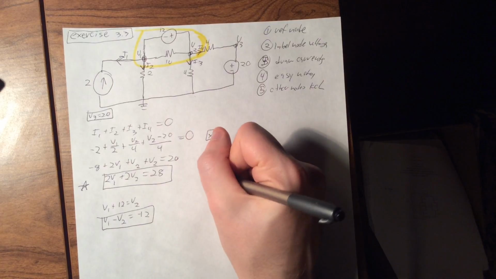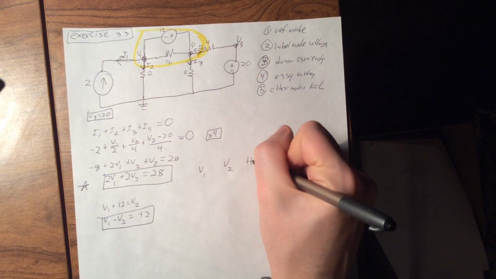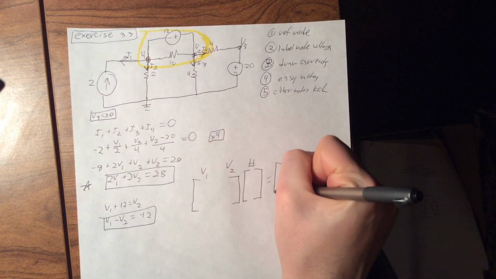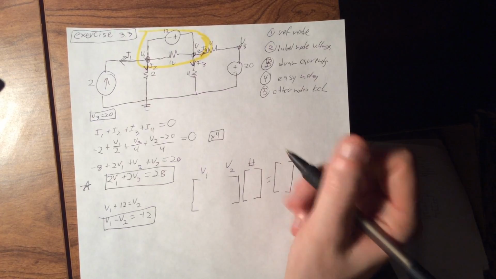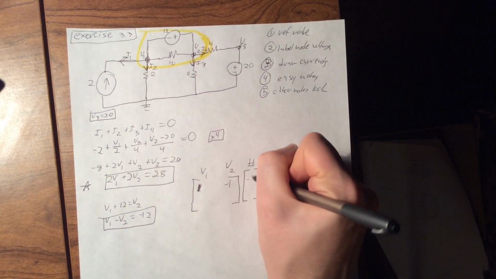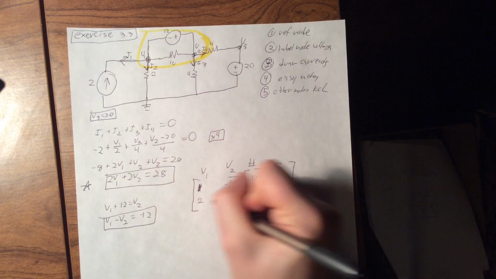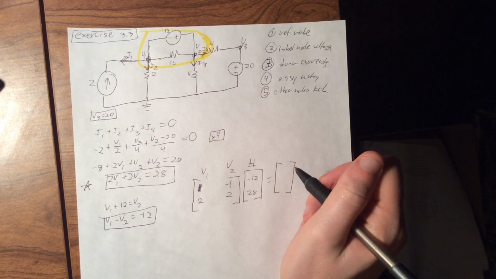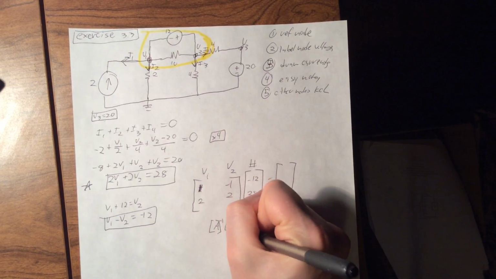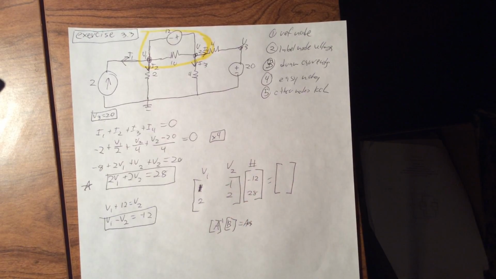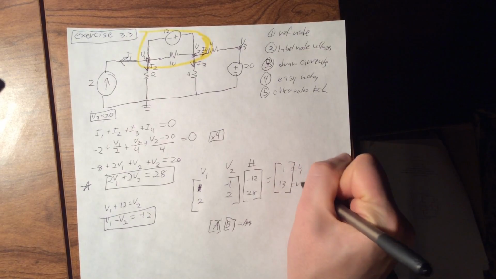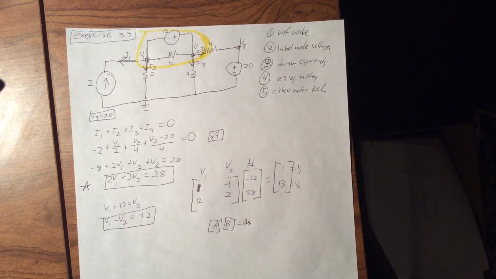Boom, let's solve this. V1, V2, number. We've got this, and this is equal to this and this. So we're going to get positive 1, minus 1, minus 12, and then this one we've got 2, 2, and 28. And that's going to solve out on the calculator: matrix A inverse times matrix B equals answer. And we're going to get 1 and 13 for that, and that's going to be equal to V1, and it's going to be equal to V2. Okay, that looks good.